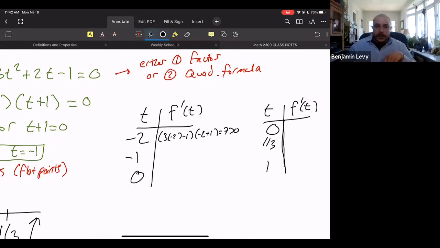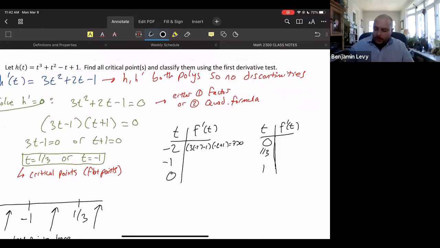I'm just going to write the details out in this first one in case people are still confused about what's going on there. I'm using this piece right here to do that. So when you plug in -1, it looks like this. You'll have 3 times -1 minus 1, times -1 plus 1. And obviously we get 0.